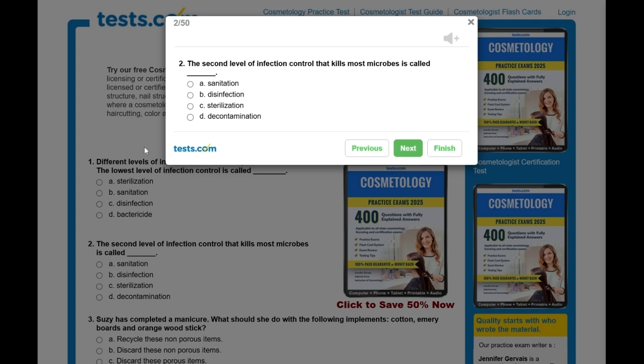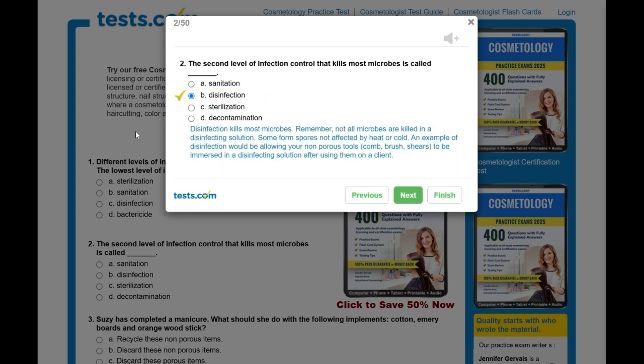Question 2. The second level of infection control that kills the most microbes is called A. Sanitation, B. Disinfection, C. Sterilization, D. Decontamination. B. Disinfection. Disinfection kills most microbes. Remember, not all microbes are killed in a disinfecting solution. Some form spores not affected by heat or cold. An example of disinfection would be allowing your non-porous tools, comb, brush, shears, to be immersed in a disinfecting solution after using them on a client.